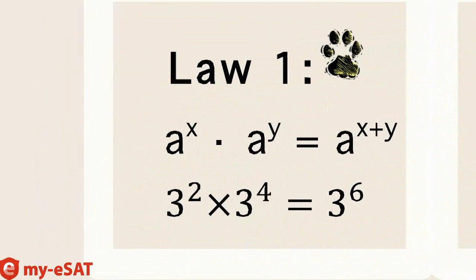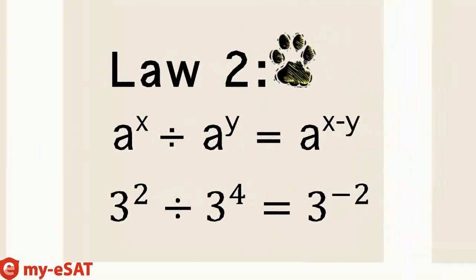Law 1. If you are multiplying exponents with the same base, then you can add together the powers. So 3 to the second times 3 to the fourth equals 3 to the sixth. Law 2. If you are dividing exponents with the same base, then you can subtract the powers. So 3 to the second divided by 3 to the fourth equals 3 to the negative second.